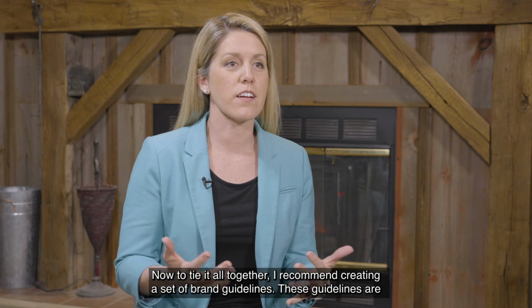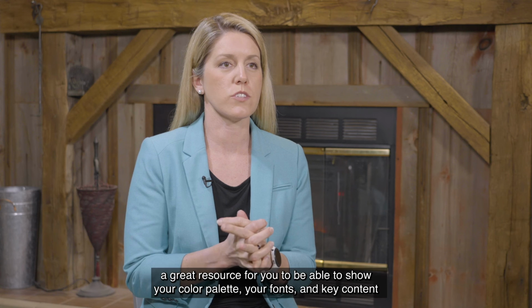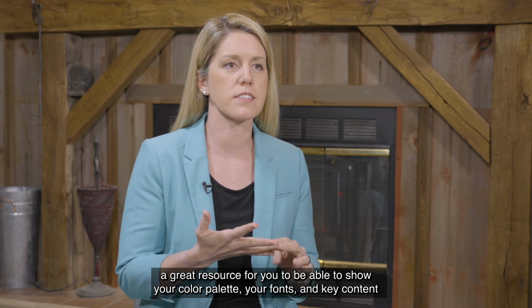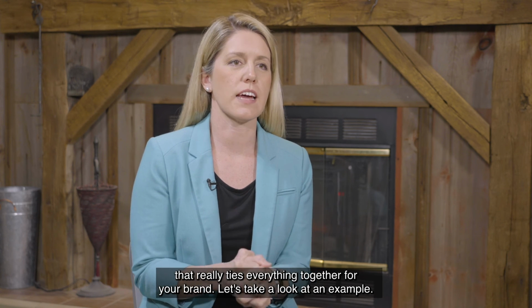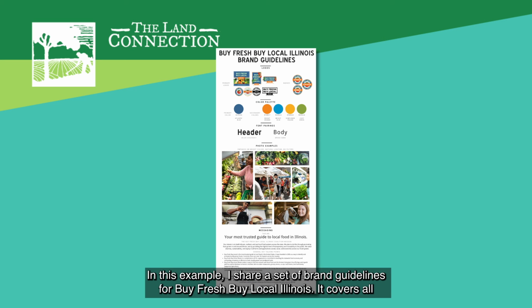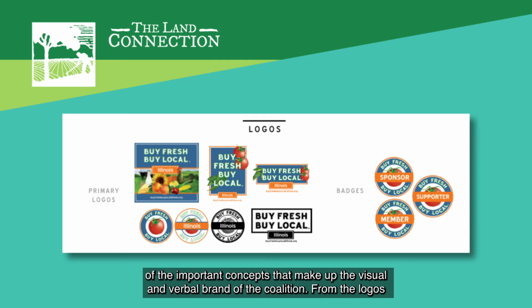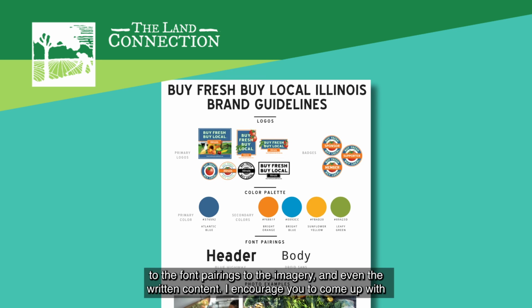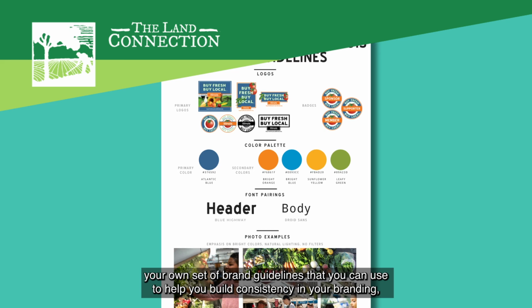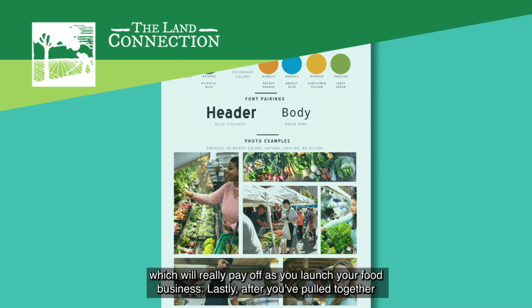Now, to tie it all together, I recommend creating a set of brand guidelines. These guidelines are a great resource for you to be able to show your color palette, your fonts, and key content that really ties everything together for your brand. Let's take a look at an example. In this example, I share a set of brand guidelines for Buy Fresh, Buy Local, Illinois. It covers all of the important concepts that make up the visual and verbal brand of the coalition, from the logos to the font pairings to the imagery and even the written content. I encourage you to come up with your own set of brand guidelines that you can use to help you build consistency in your branding, which will really pay off as you launch your food business.